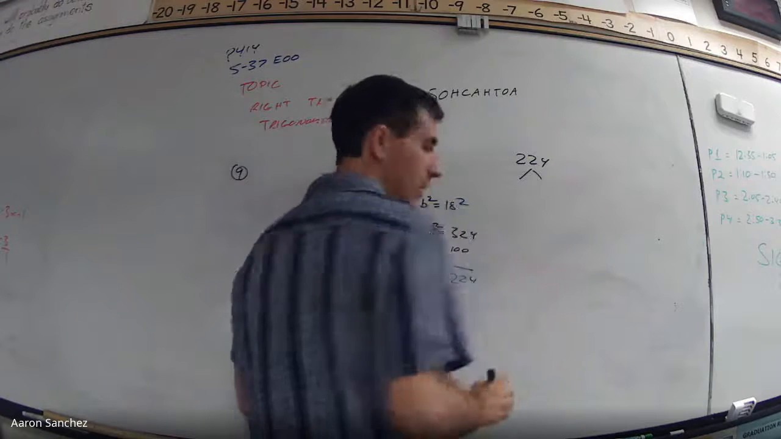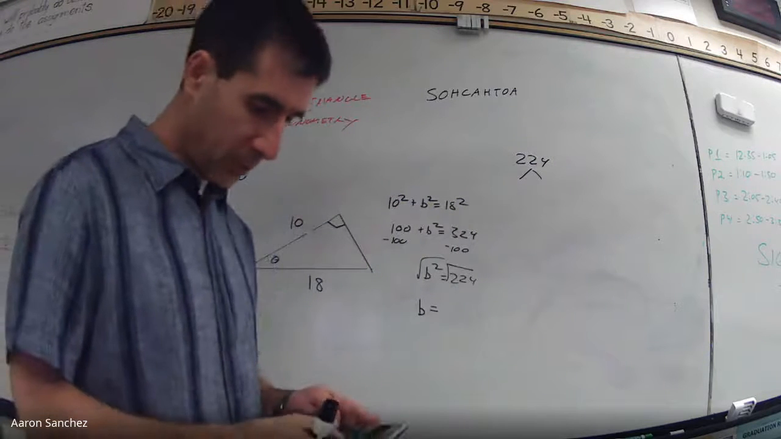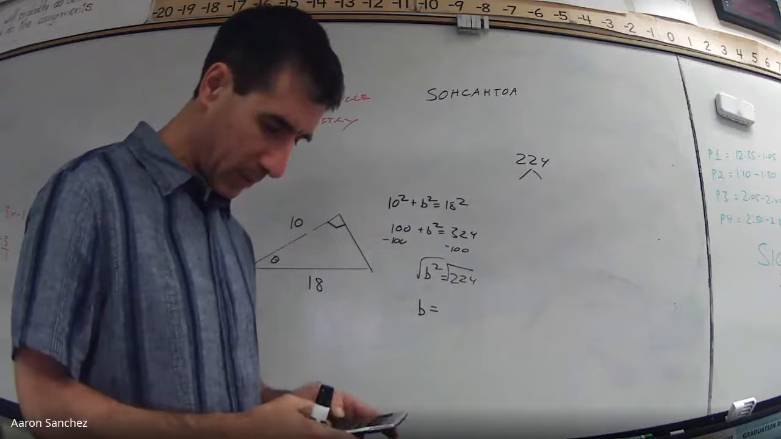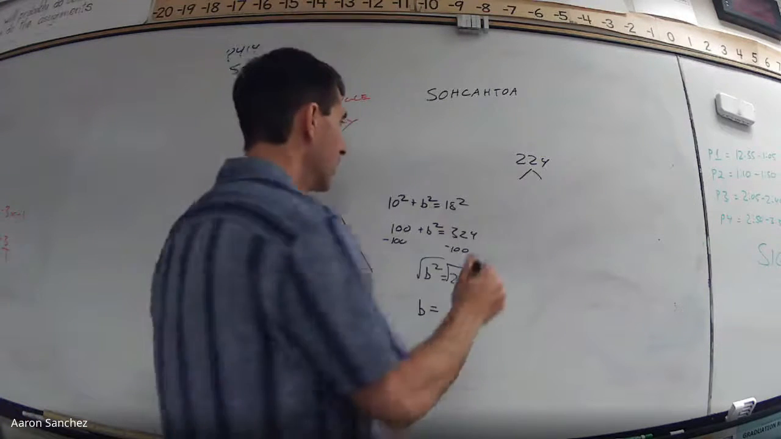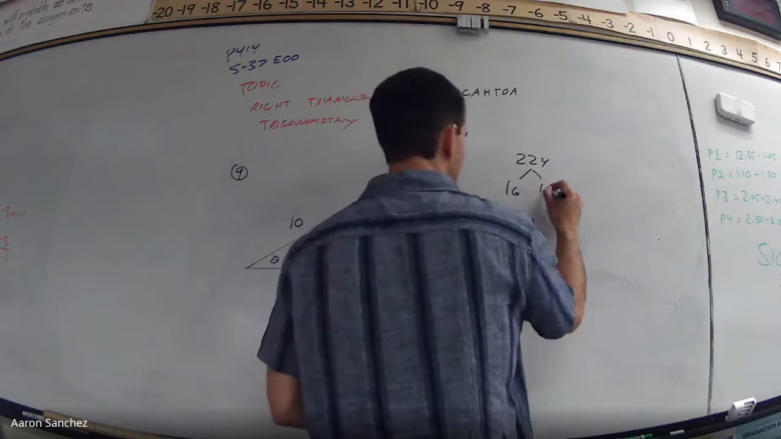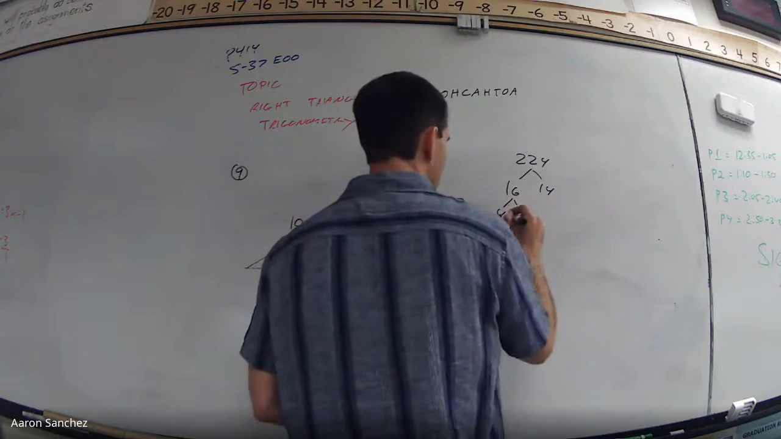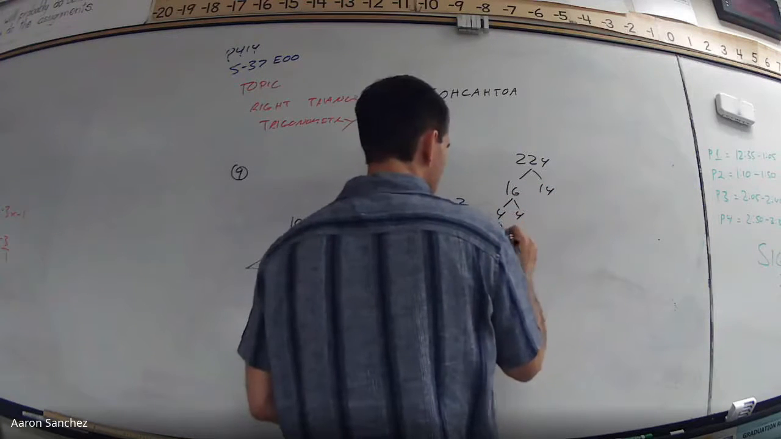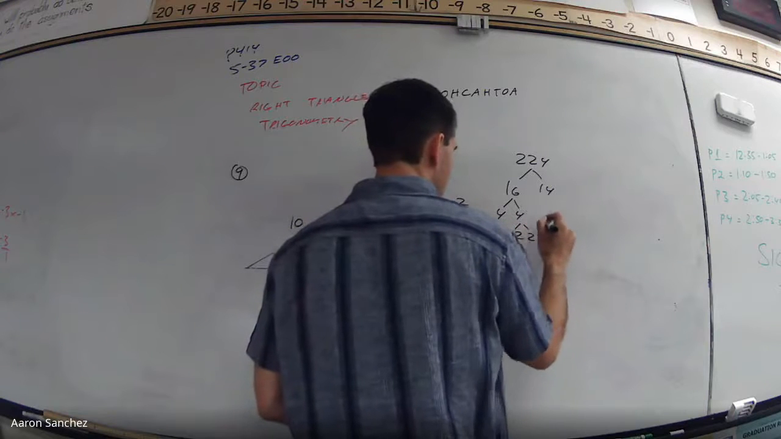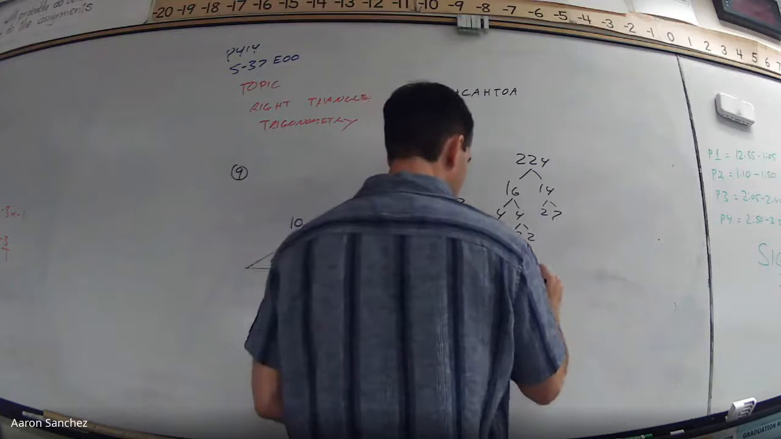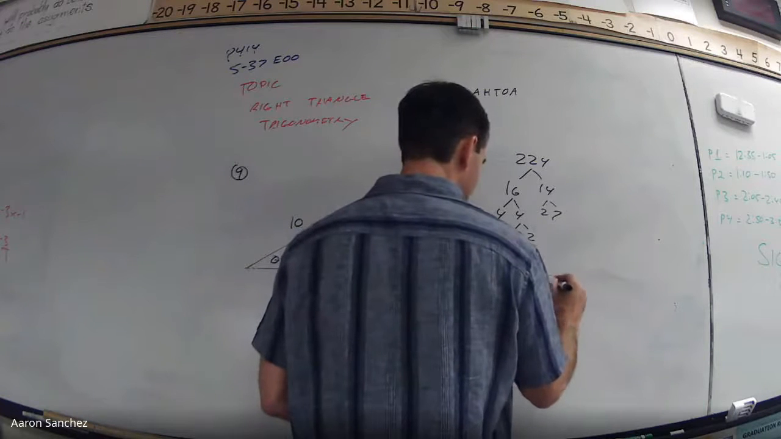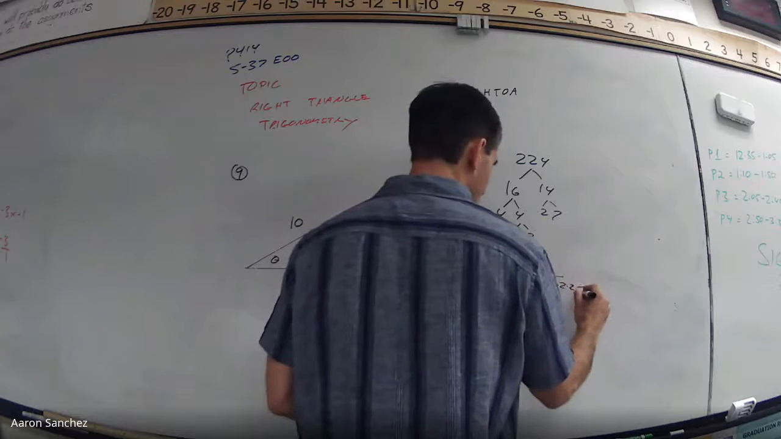224, let's break it down. 224 divided by 16 is 14. 16 is 4 and 4. 4 is 2 and 2. 4 is 2 and 2. 14 is 2 and 7. So the square root of 224 is 2 times 2 times 2 times 2 times 2 times 7.